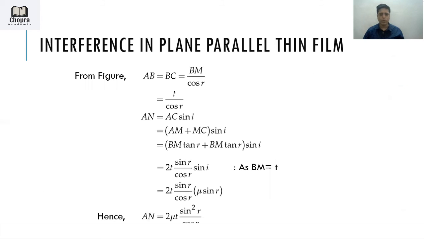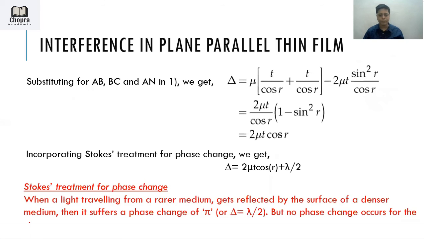So I'll just read the statement for you. Stokes treatment for phase change says that when light traveling from a rarer medium gets reflected by the surface of a denser medium, then it suffers a phase change of pi or path difference of lambda by 2, but no phase change occurs for the vice versa case. So please remember, you will be using Stokes treatment in the next topic also.